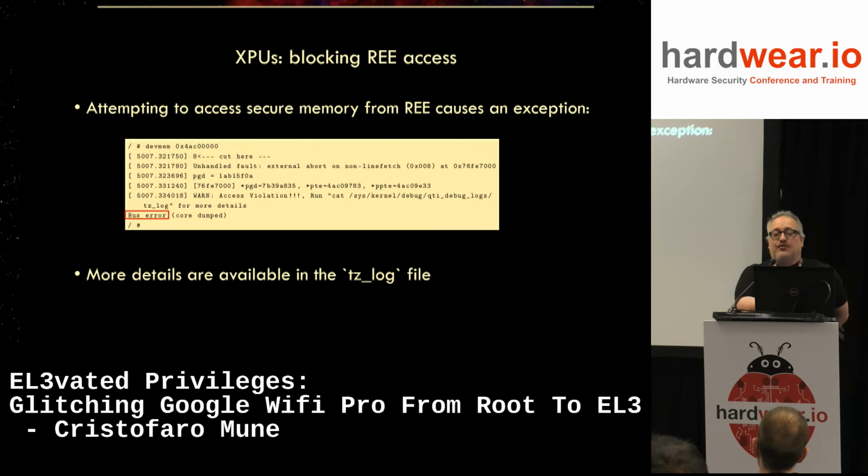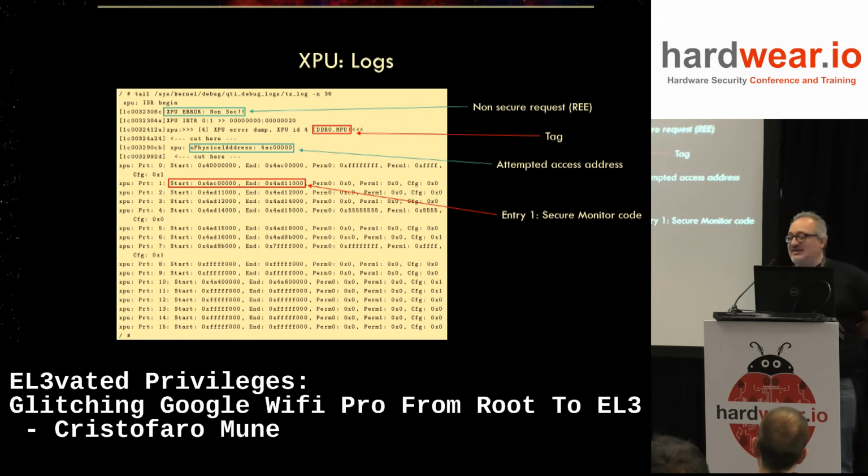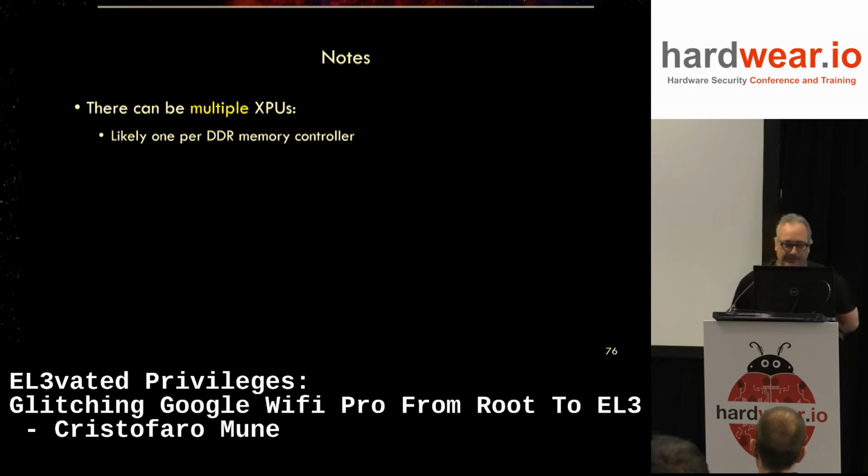It turns out that if you try to access TE memory from RE, this is the exception that you get. If you go look into the TZ log file, you will get to know more. This is an example. And you see that the first entry dumped the entire configuration, all the XPU is dumped. And the first entry covers exactly the secure monitor. So if we change that configuration in the register, we would be able to unprotect the secure monitor memory.